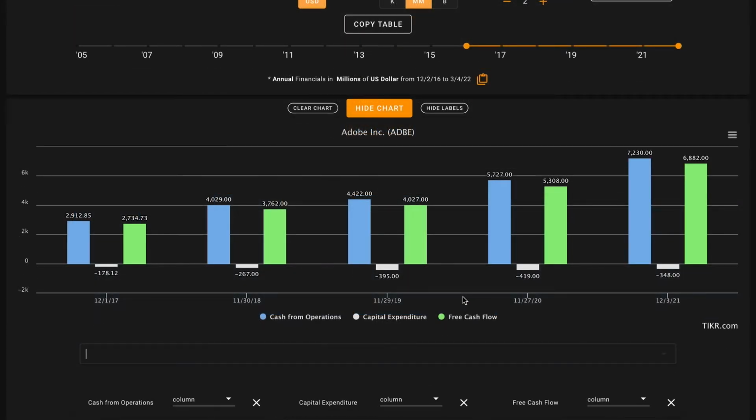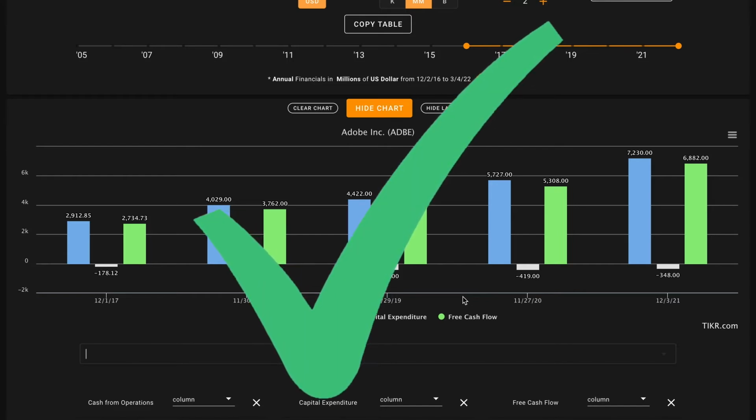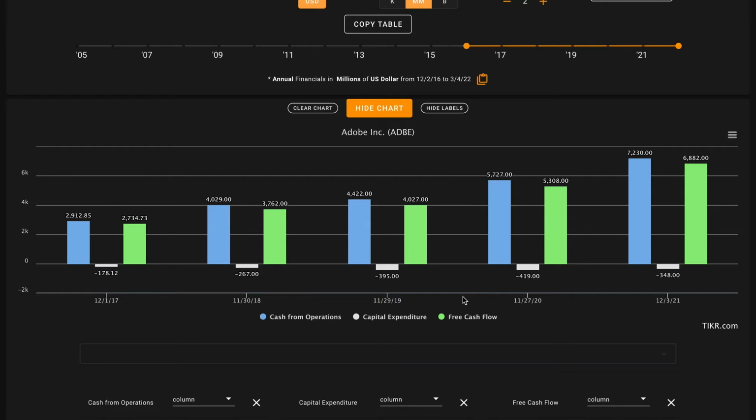Free cash flow is this column in green. Free cash flow is the lifeblood of any business. It's cash from operations minus capital expenditures. It can be used to pay dividends, buy back shares, pay down debt, make acquisitions, and reinvest back into the business. Over this time period, Adobe's increased their free cash flow by about 2.5 times. So they took it from $2.7 billion in 2017 all the way up to nearly $6.9 billion in 2021.